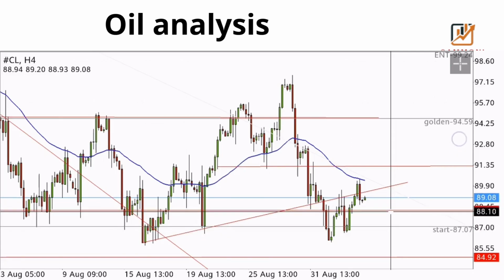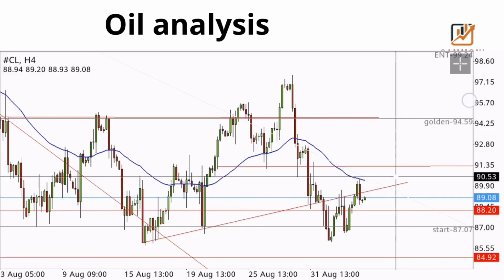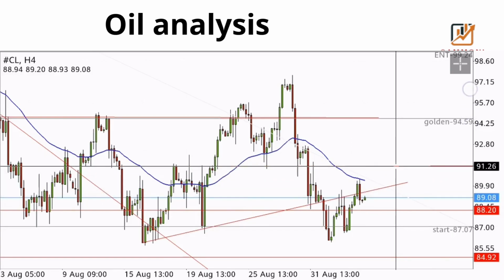Levels are in front of you: 88.00, 87, and the next is 91.20 for today.